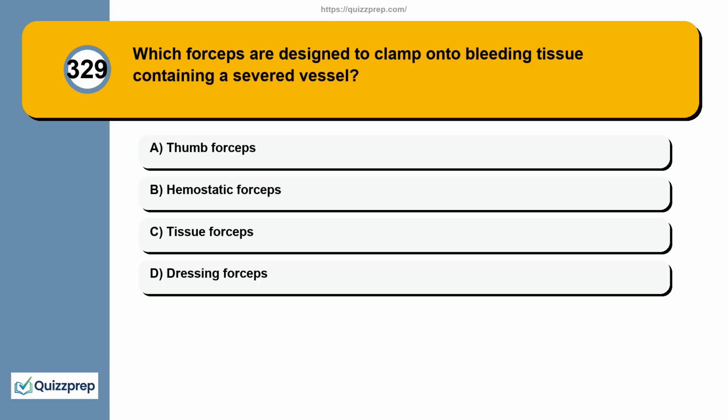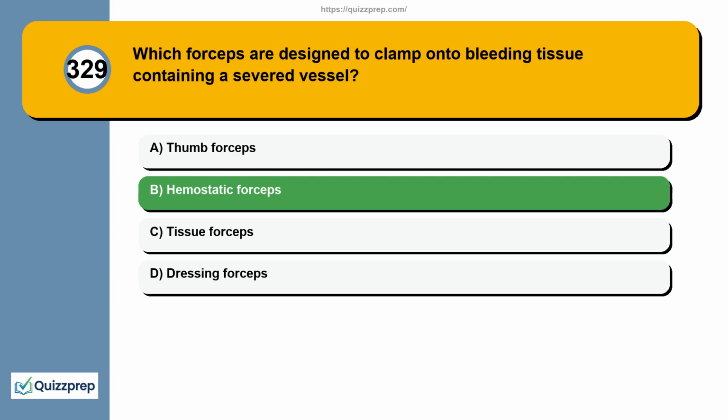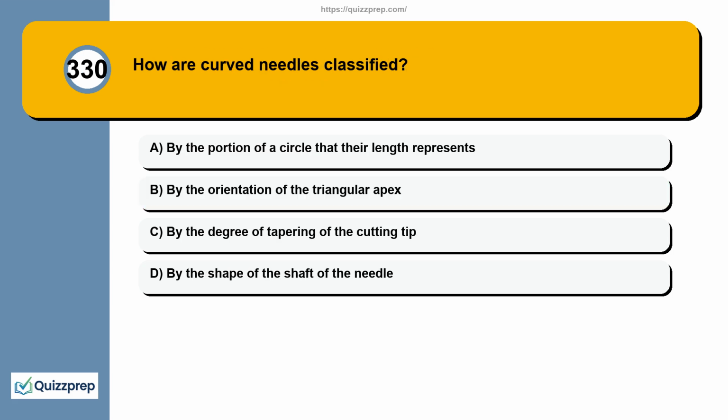Question 329. Which forceps are designed to clamp onto bleeding tissue containing a severed vessel? Option A. Thumb forceps. Option B. Hemostatic forceps. Option C. Tissue forceps. Option D. Dressing forceps. The correct answer is option B. Hemostatic forceps.